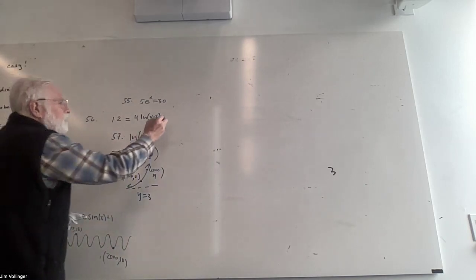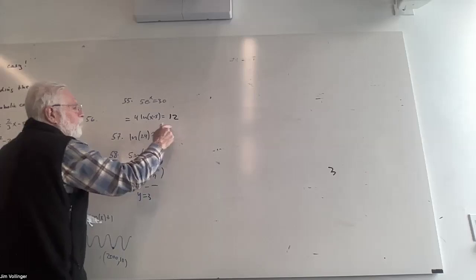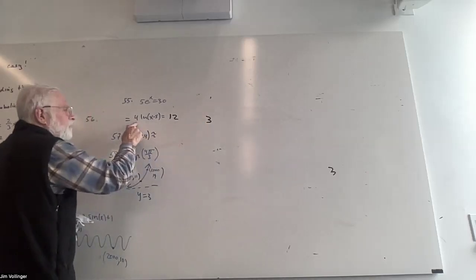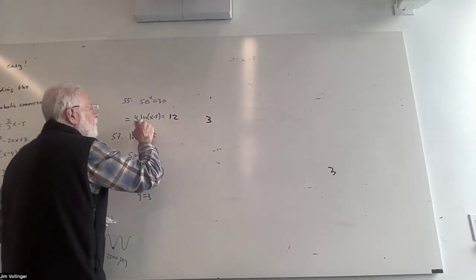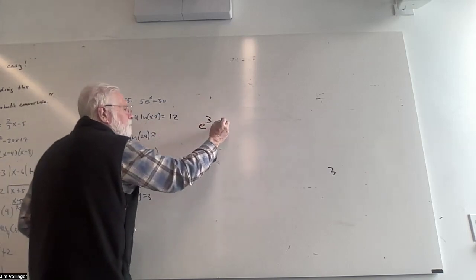Okay, so this is equal to 12. Well, that blind spot is off the board now. So I'm going to divide by 4 to get 3. I'm going to do the inverse of ln, which is e to the 3, and then I'm going to add 5.